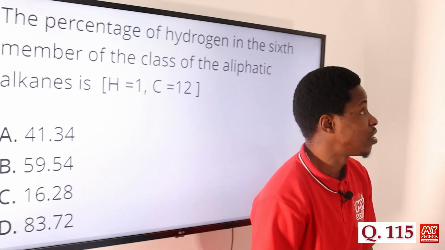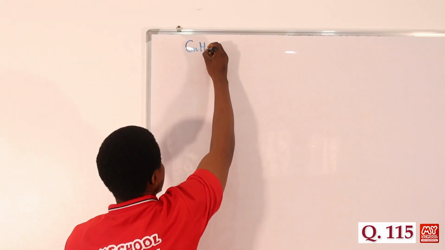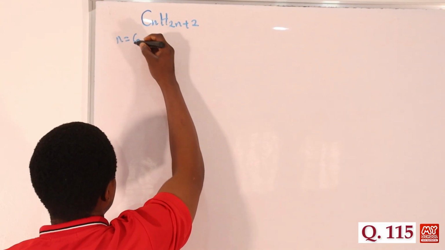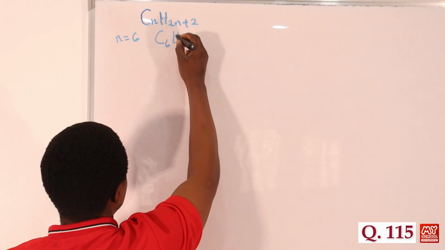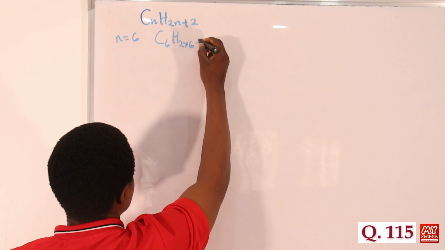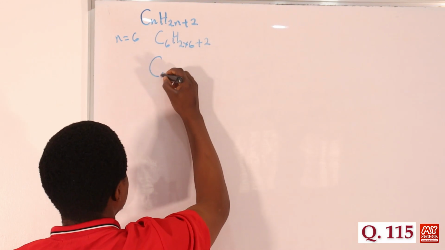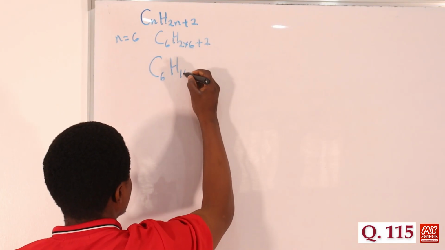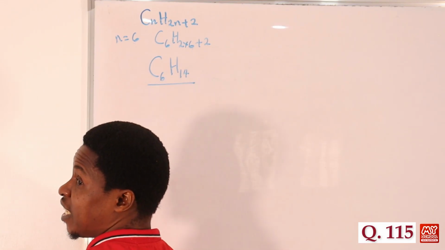Let's move on to the board. CnH2n+2, that's alkane. So when n is equal to 6, because we are told sixth member, that means C6H(2 times 6 plus 2). 2 times 6 is 12, plus 2, that's 14. So C6H14 is the sixth member of the aliphatic alkane family.